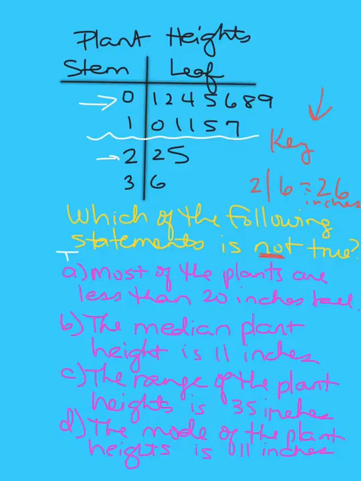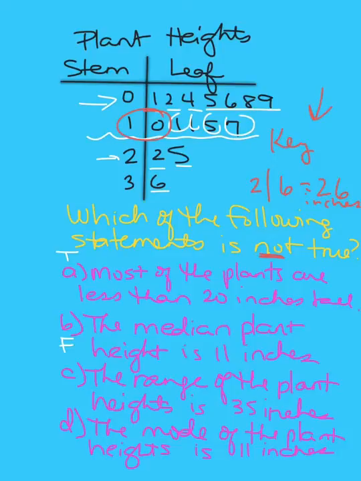Letter B says the median plant height is 11 inches. Now remember, median means the middle value, so that's what I need to look for. They are in order, so I'm going to cross off from the lowest values and from the highest values until I get to the middle. If I start with 1, 2, 3 from the lowest, there are 3 from the highest. I'll do 4 more from the lower ones, and again, 1, 2, 3, 4 from the higher ones, and so I'm left with 10. 10 is my median. Looking at letter B, it says the median plant height is 11, and I'm going to say that that is false.